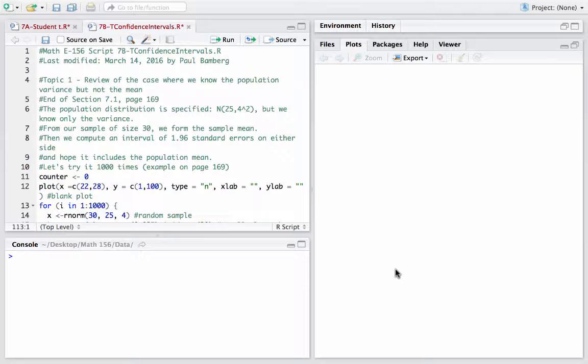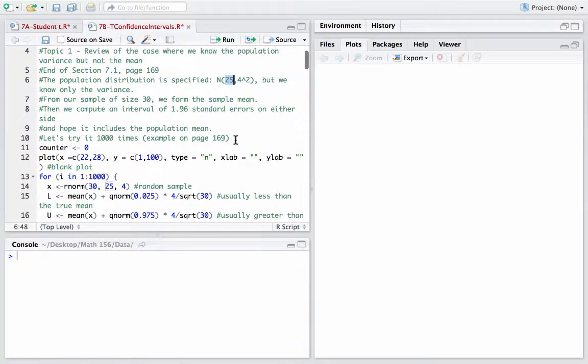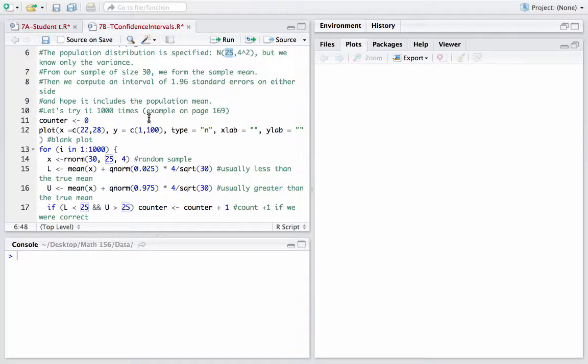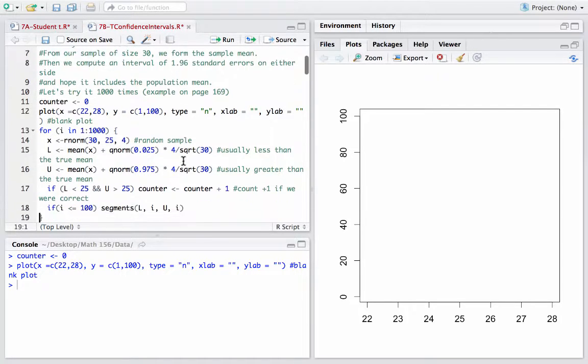But let's pretend we know that the variance is 16 and the mean is 25, but that's unknown to us, and we're going to compute 95% confidence intervals on samples. So we're going to initialize a counter variable. This is going to count how many times our interval succeeds in capturing the true mean, and we're going to set up a blank plot that'll be helpful in a minute.